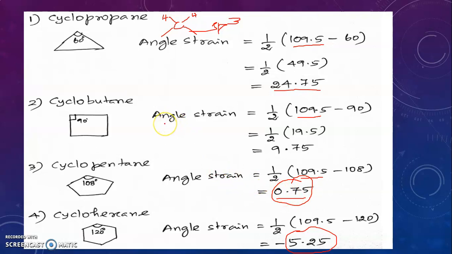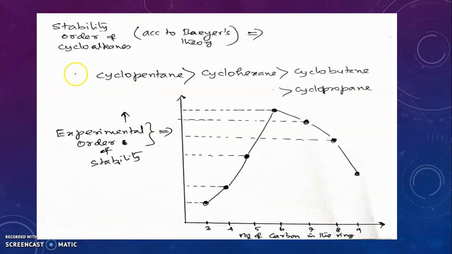Are you clear? So what is the stability order? The stability order of cycloalkanes according to Bayer strain theory, very important: cyclopentane is more stable than cyclohexane, then cyclobutane, then cyclopropane. This is the order.